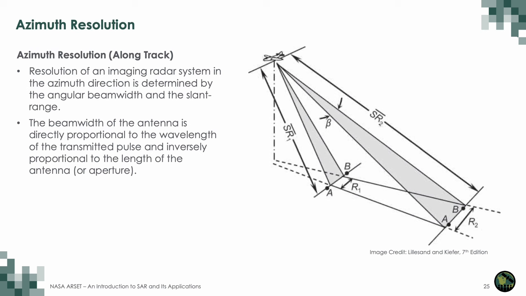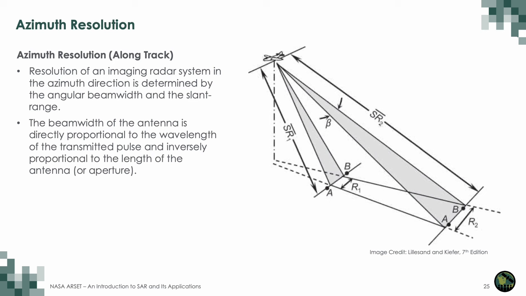Azimuth resolution describes the ability of an imaging radar to separate two closely spaced scatterers in the direction parallel to the motion vector of the sensor. In the case of a real aperture imaging radar, such as in the image, when two objects are in the radar beam simultaneously for almost all pulses, they both cause reflections and their echoes will be received at the same time.